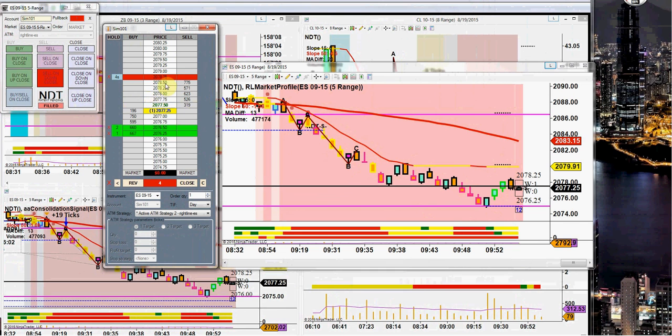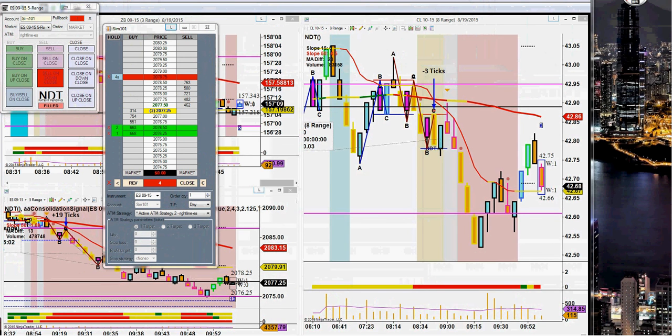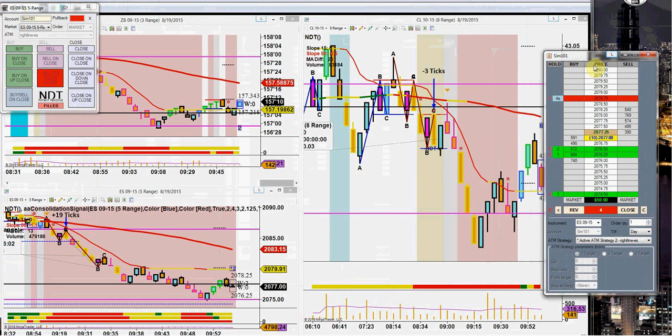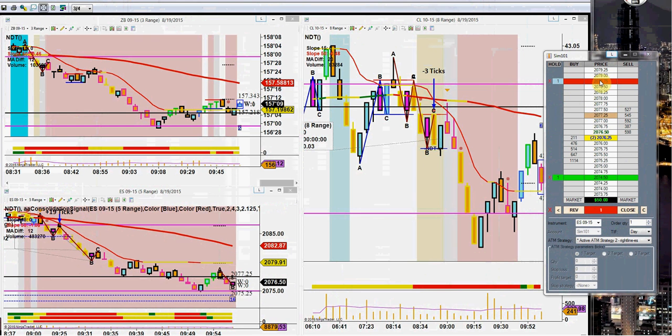Order filled. Alright, so we got filled pretty quickly on that one. Let's see what happens here. Target filled. First target is hit. Close the trade. I'm just going to move this down. We're out of the trade.